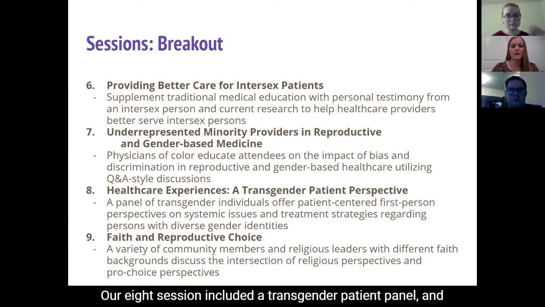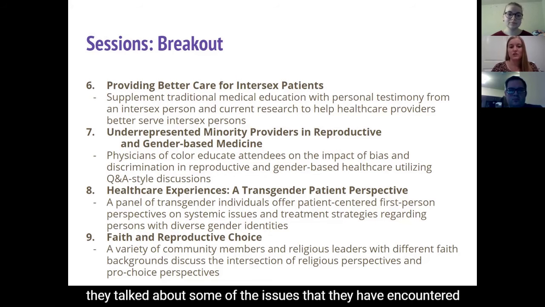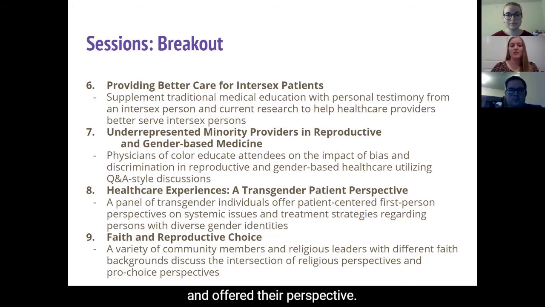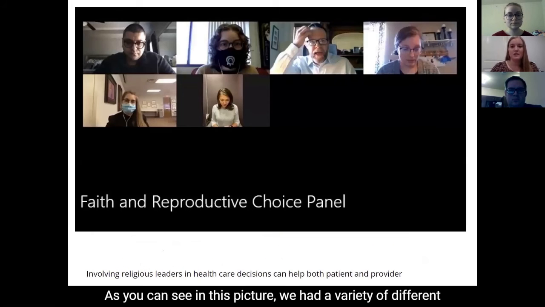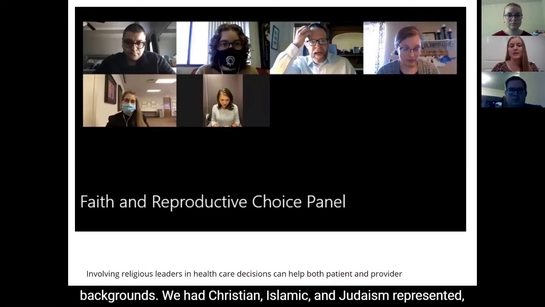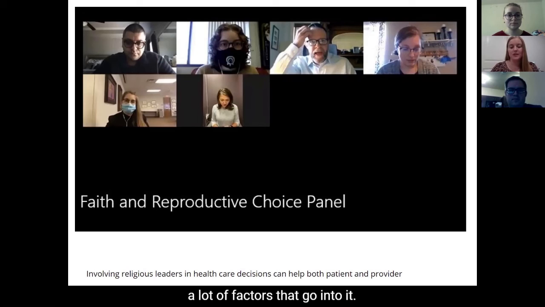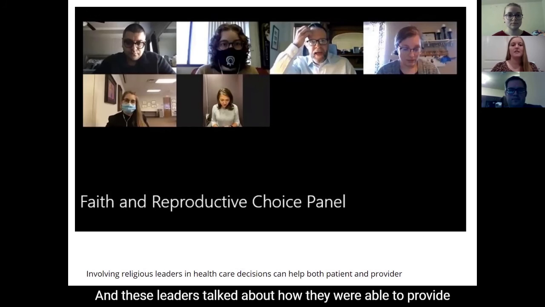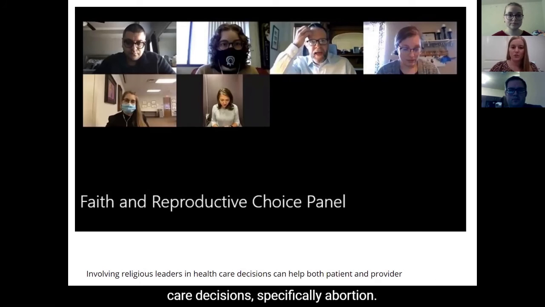Our eighth session included a transgender patient panel, and they talked about some of the issues that they have encountered and offered their perspective. And our ninth panel was a faith and reproductive choice panel. As you can see in this picture, we had a variety of different backgrounds. We had Christian, Islamic, and Judaism represented, and it was very special because we know that abortion has a lot of factors that go into it, and these leaders talked about how they were able to provide counsel with their congregation regarding reproductive health care decisions, specifically abortion.